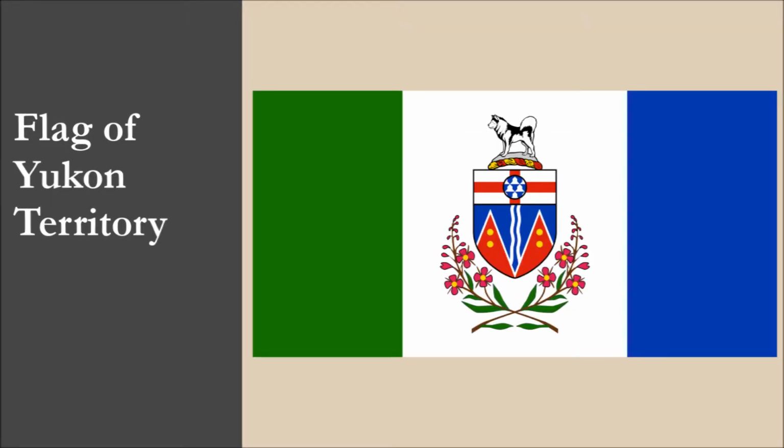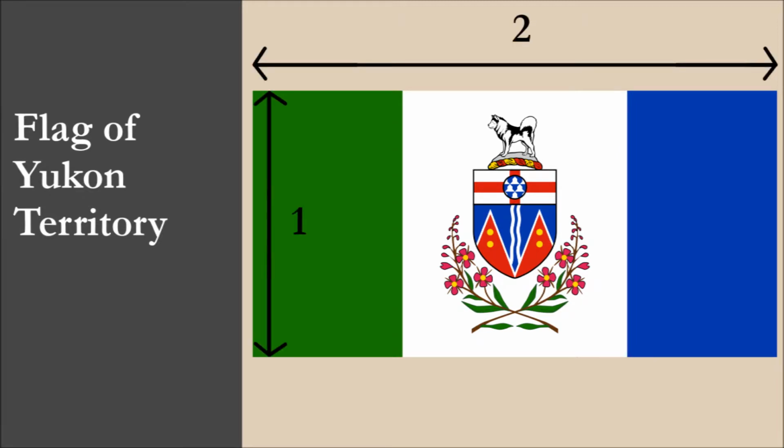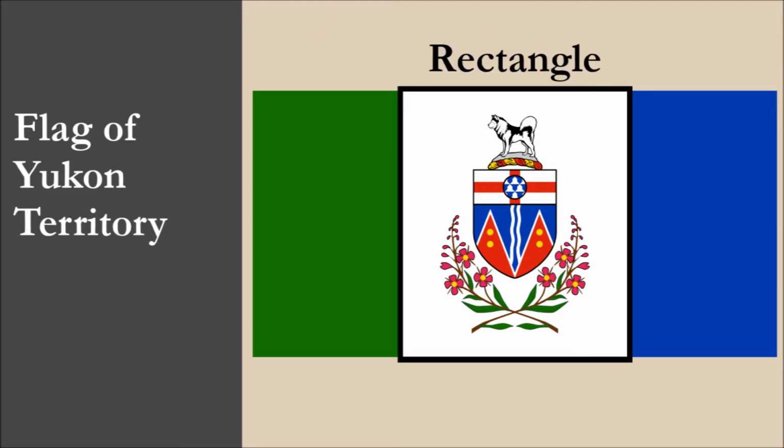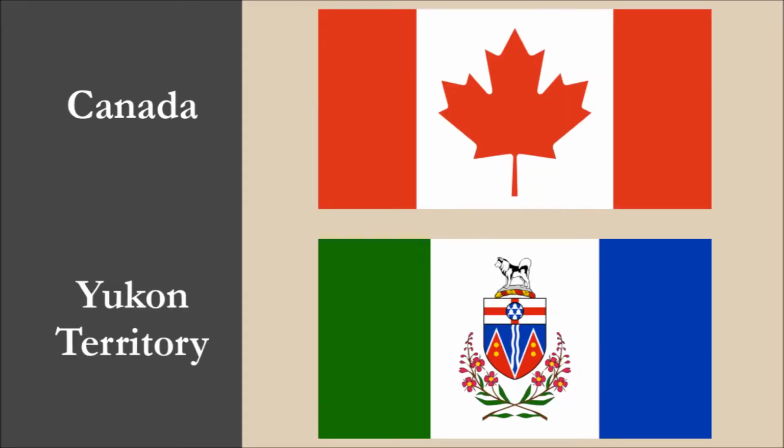Next, we have another of Canada's territories, Yukon. This flag also has 1:2 proportions, but the stripe ratios are not the same as the flag of Canada. The ratio is 1 to 1.5 to 1. This means that the flag is not a true Canadian pale, but rather a variant. And we can see the white band forms a rectangle rather than a square. Comparing this flag to the Canadian flag, we can see the differences in the band sizes.